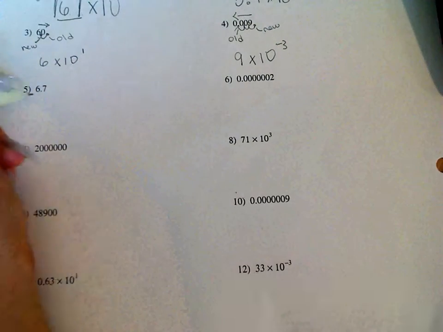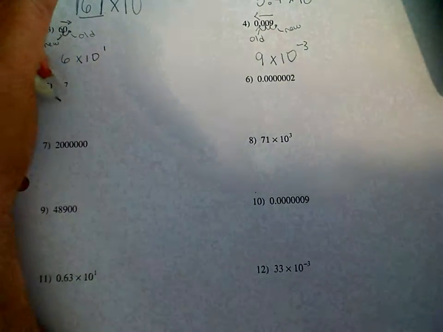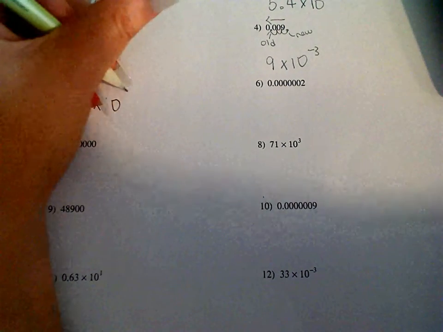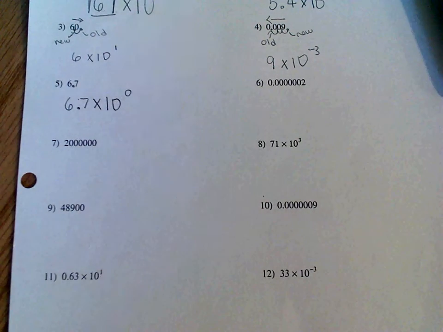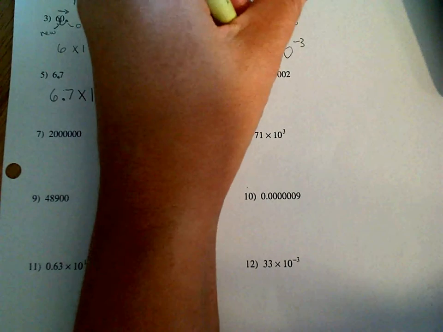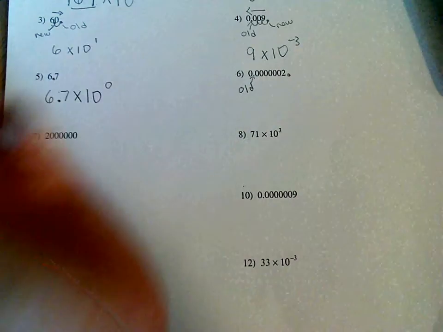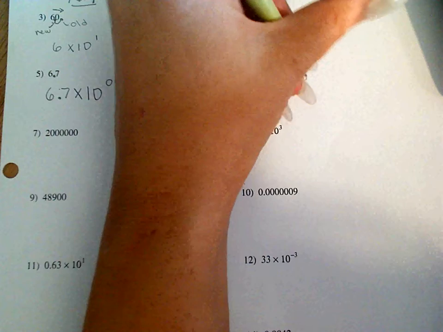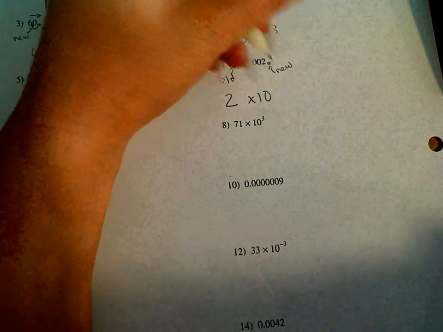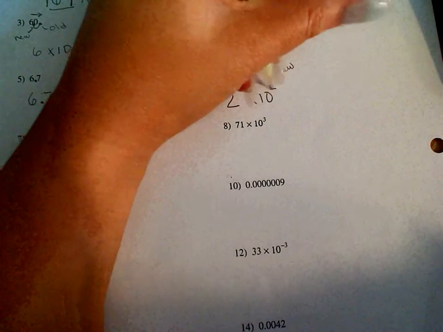Okay, number 5. That's 6.7. This one is already a number between 1 and 9, so you don't even need to move the decimal. You can just put 6.7 times 10 to the power of 0, because we had to move the decimal 0 times. Okay, number 6. Here's the old decimal. The new one needs to go after the 2, so that'll make it a 2. So we get 2 times 10. And then from new to old, we're going left 1, 2, 3, 4, 5, 6, 7 times, so we make that a negative 7.